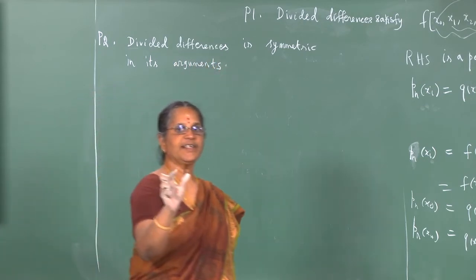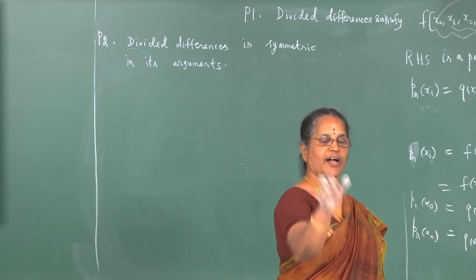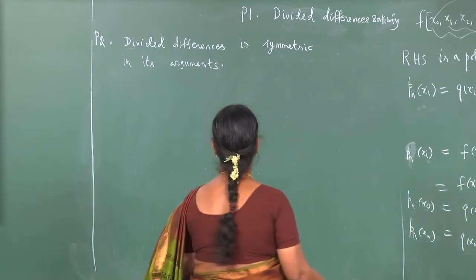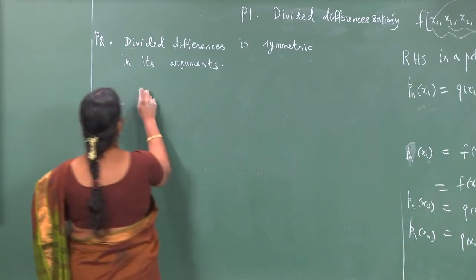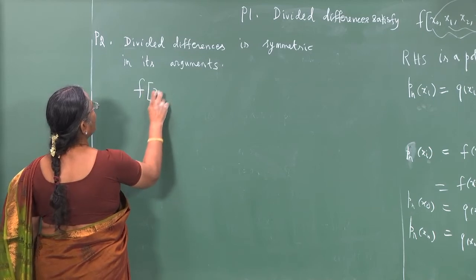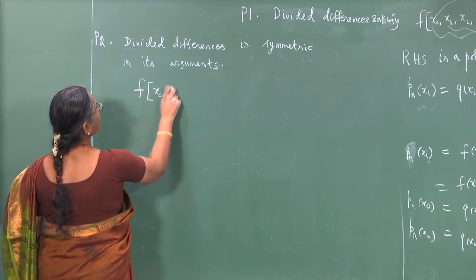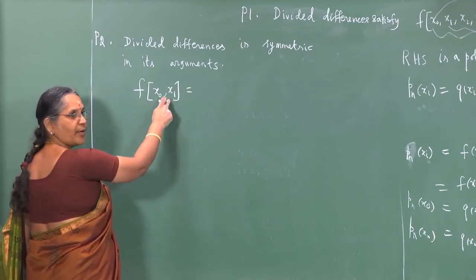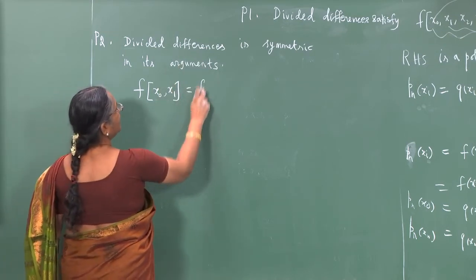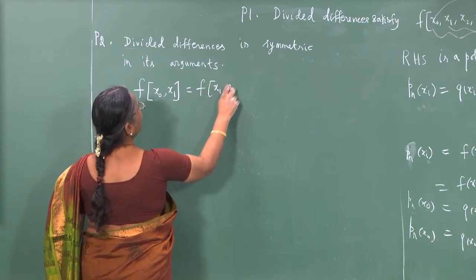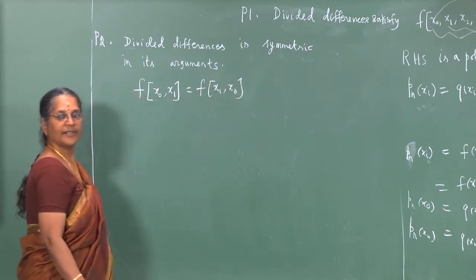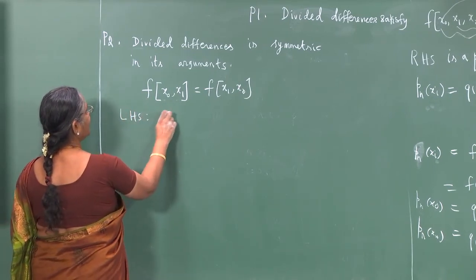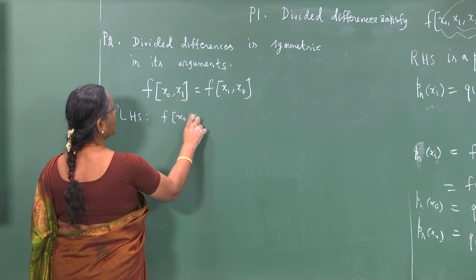If you take a divided difference of a particular order, then it is symmetric in its arguments. What does it mean? Let us just understand. If I take the first order divided difference f of x naught, x1, the arguments are x naught, x1. The result says it is the same as f of x1, x naught. And that is obvious, because what is the left hand side? The left hand side is f of x naught, x1.